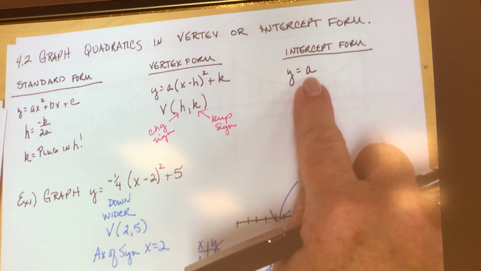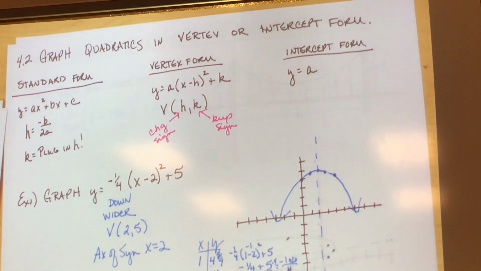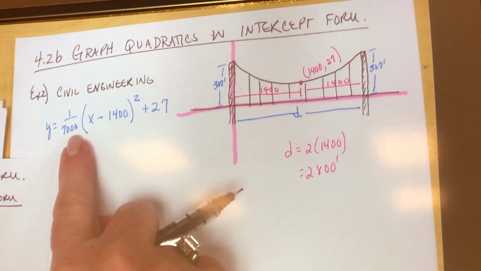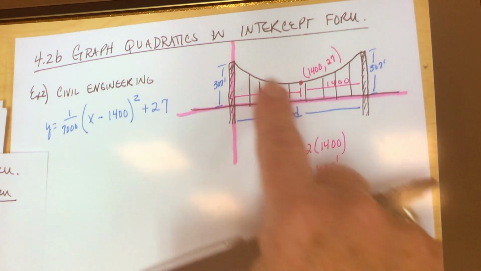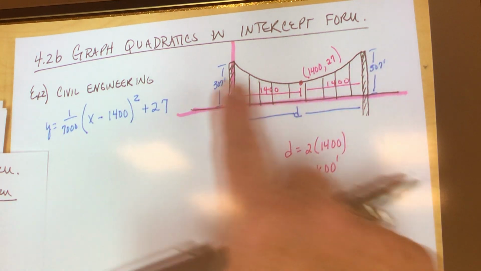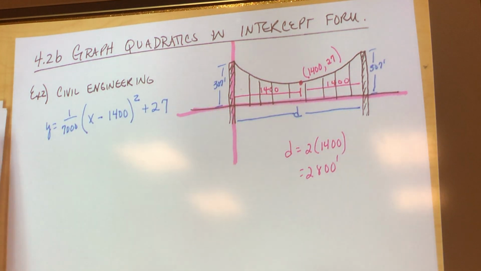And the absolute value of this number is going to tell me if it's wider, narrower, or the same. If the absolute value of this number is greater than 1, it's narrower. That's a vertical stretch. If it's between 0 and 1, it's wider. That's what happened with our bridge problem. 1 over 7,000 is definitely not greater than 1. It is between 0 and 1, so that's why this cable swings really wide.